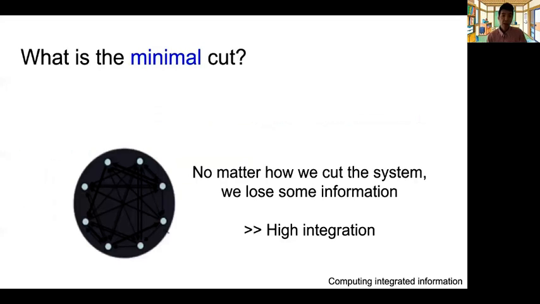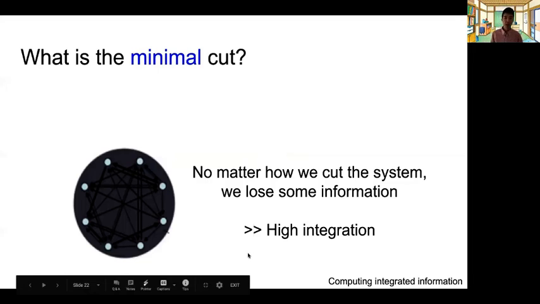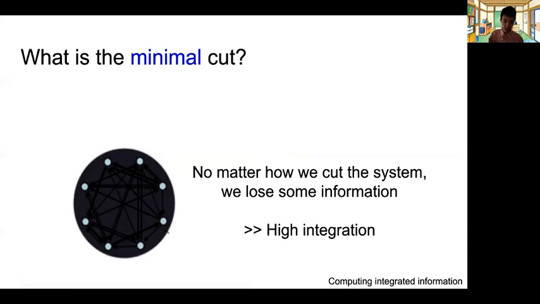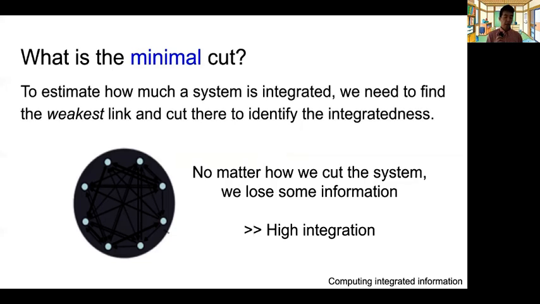I haven't actually discussed what a minimal cut is up to now. This is a very important concept, and many people who criticize IIT don't understand it, but I'll just try to go through it. The key idea is that to estimate how much a system is integrated, we need to find a way to find the weakest link. IIT basically proposes to find the weakest link of that system and then cut there to identify the integratedness.